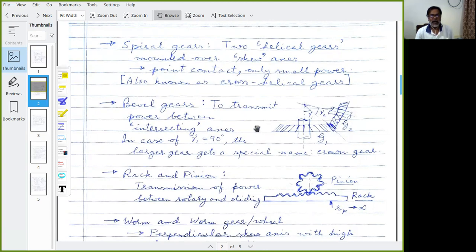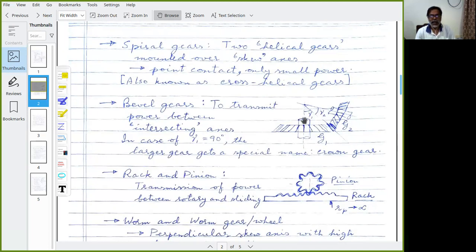The common vertex of the two cones is the point at which the two axes meet. So this is a cone of semi-vertical angle gamma 1, and this one is of gamma 2. This kind of gear pair is called bevel gears. Now, these are for power transmission between intersecting shafts.